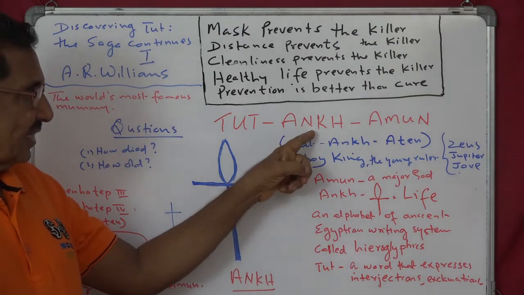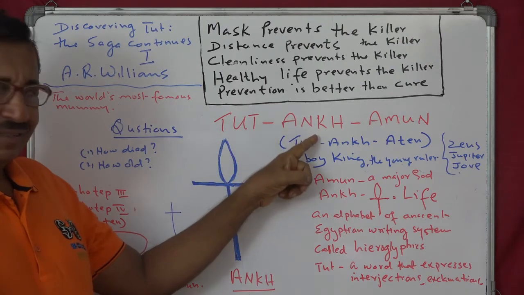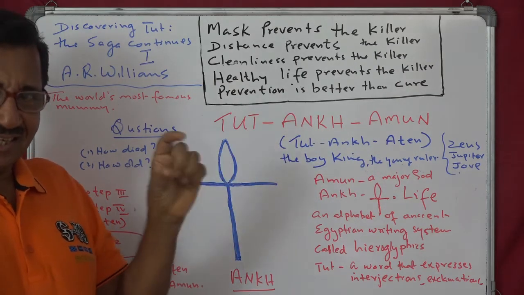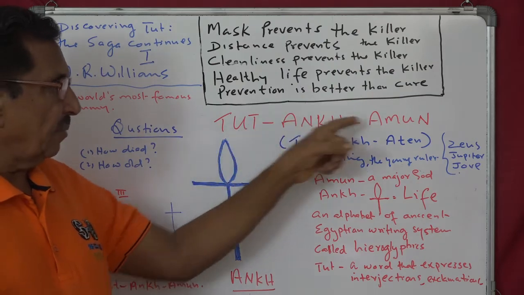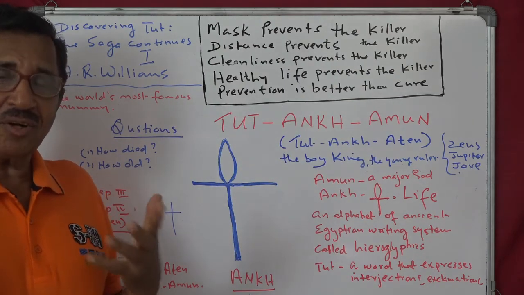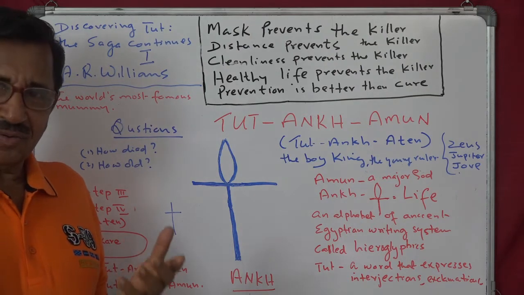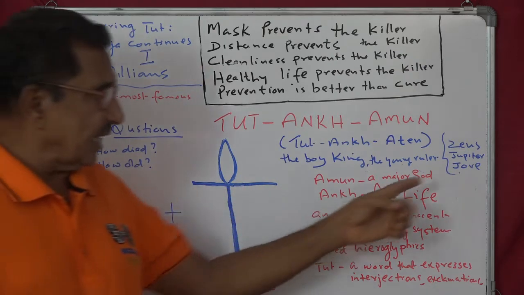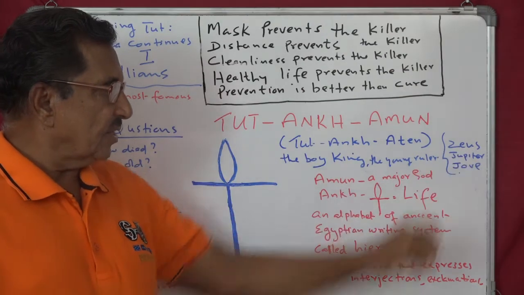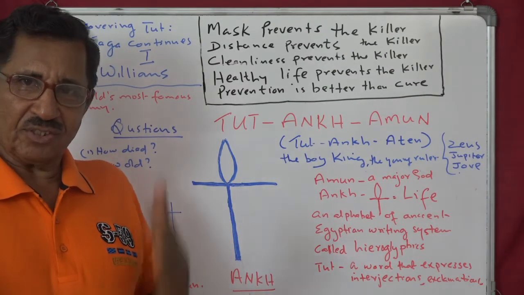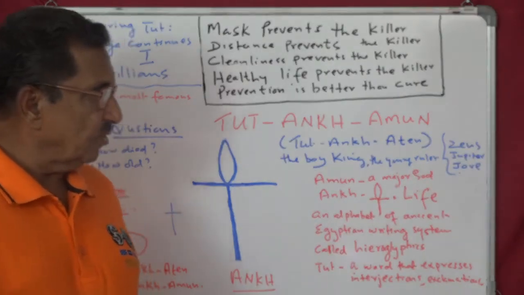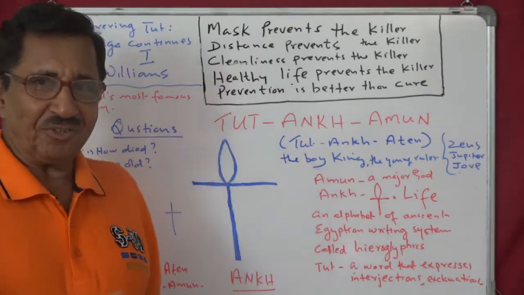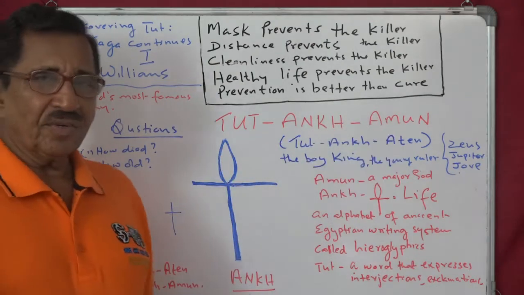And you can see this ankh. Tut ankh Amun. That was the full name of Tut, the one in Discovering Tut. Amun is one of the major gods that the Egyptians believed in, a god of gods. Just as in Greece, the Greeks have the god of gods, Zeus. And the Romans have Jupiter or Jove, god of gods. They have many gods, so god of gods or king of gods, you can say. So in this case, Amun is a major god.